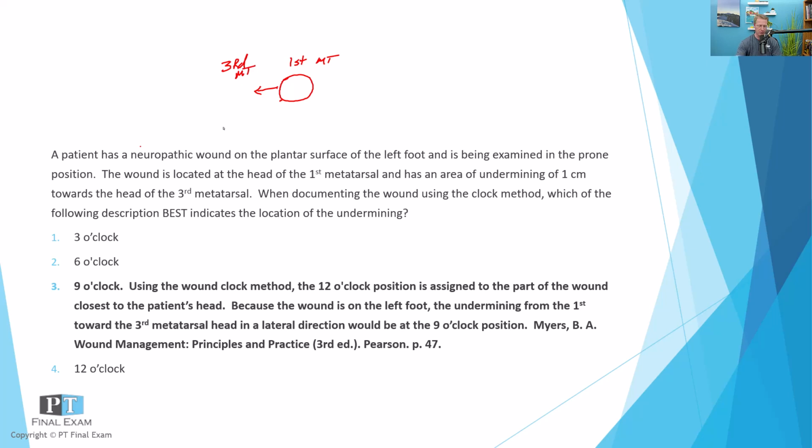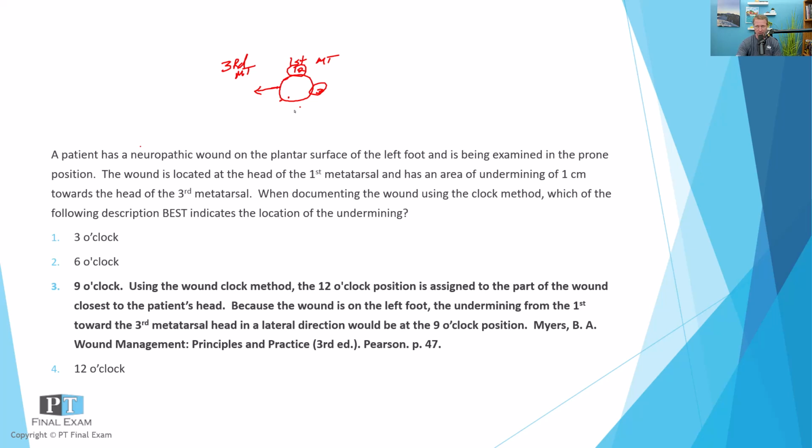So again, I'm drawing this out. Those of you watching on YouTube will be able to see this. But if the undermining is towards the third metatarsal head, then as you're looking at the wound, you'll see that 12 o'clock is the point that is closest to the head. So 12 o'clock. 3 o'clock is the right side of the wound.